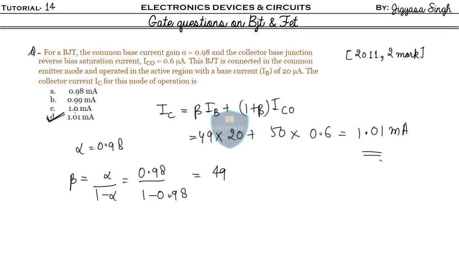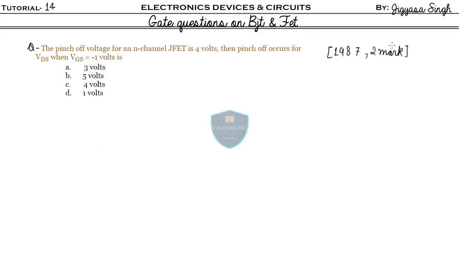The answer is D. The pinch off voltage for an N channel JFET is 4 volt. Then pinch off occurs for VDS when VGS is equal to minus 1 volt is. So what is given? VP is given. What is the value? 4 volt, right? What else is given? VGS is given. What is the value of it? 1 volt, right? Minus 1 it is, right?